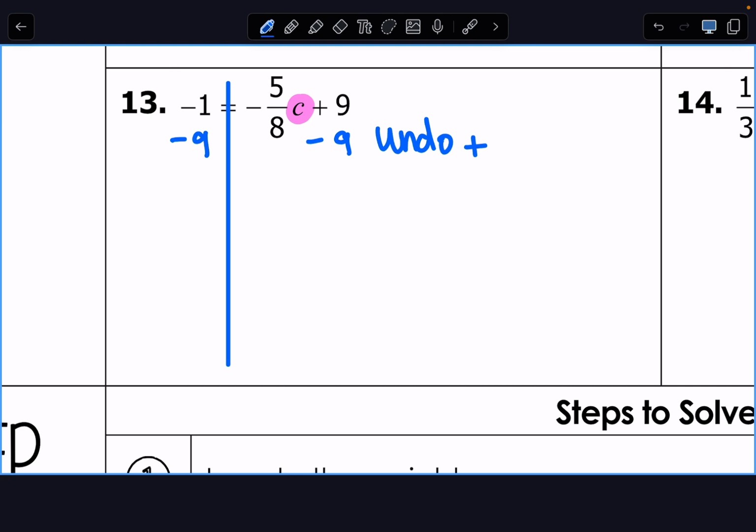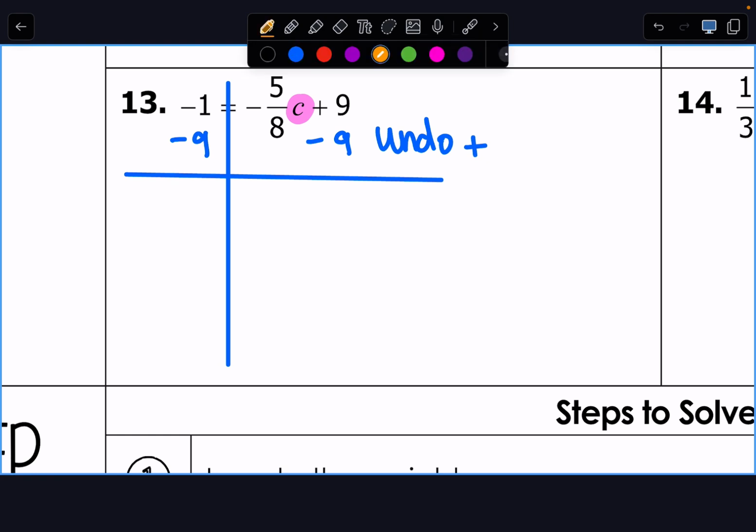Okay. When we do that, these cancel, and what do we have on the left? Negative what? We have negative 10 equals negative 5/8 C. Now, it's been a couple days since we talked about this scenario.